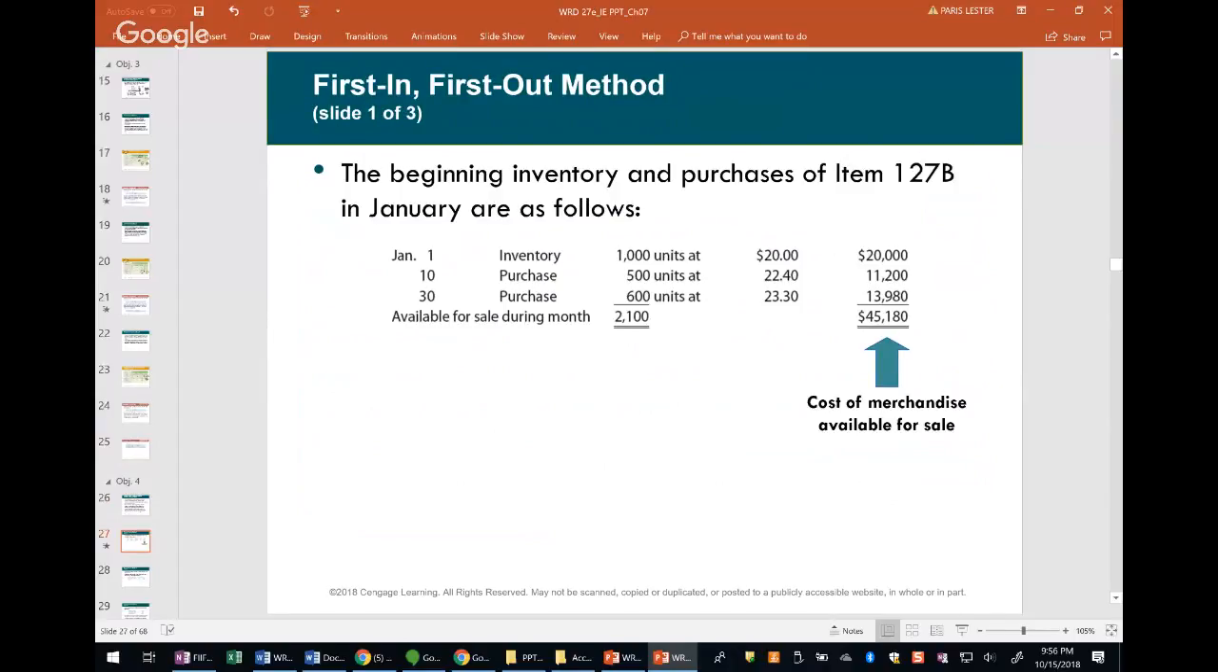Now here we're going to look at periodic. Here, how many units do you have available for sale? That's cost of merchandise available for sale. Now, real quickly, under FIFO, let's stay here a minute. Let's assume you have 700 units in ending inventory.